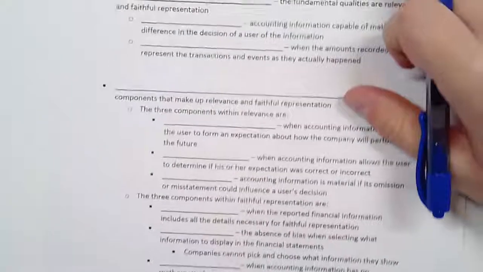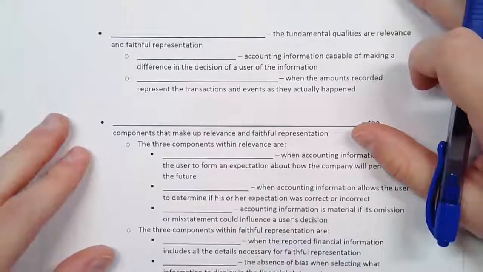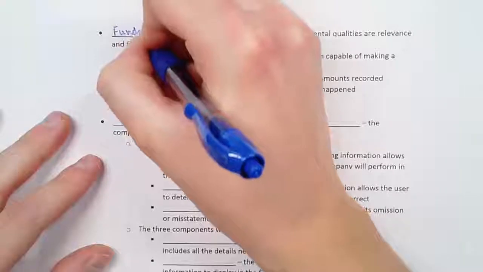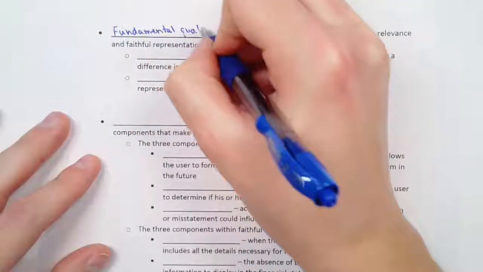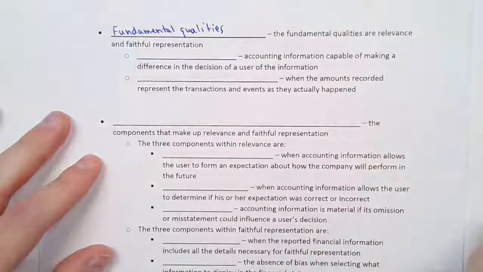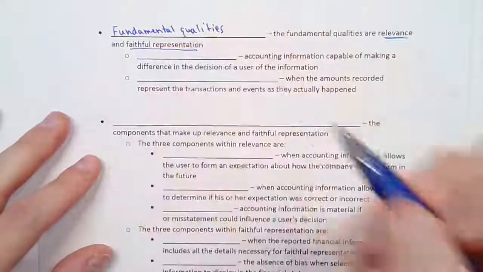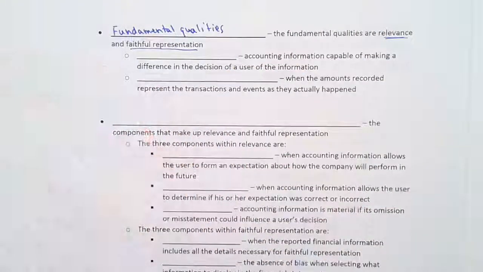Again, we're going through the fundamental qualities. We have two of these, and they are relevance and faithful representation. It is very important to know the fundamental qualities for exams, quizzes, and life in general as an accountant. You need to know these fundamental qualities.